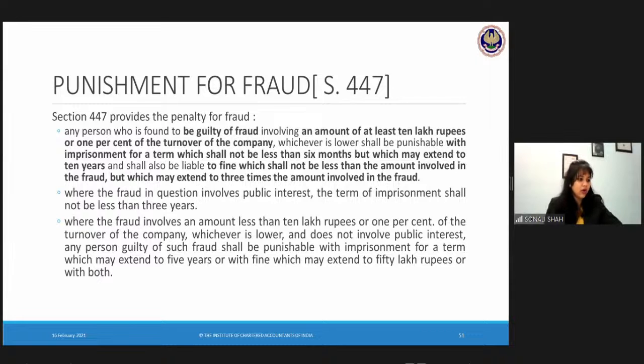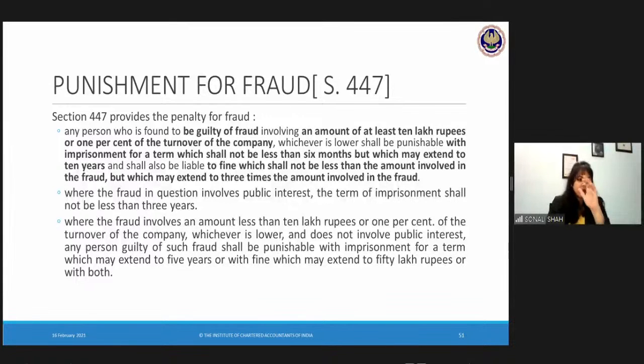I'll tell you also on which page number it is provided so that there is no confusion on this. Just 1 minute. So it is point number 9. If you look there, you will see page number 3.35 of the new study material, point number 9. It contains the punishment for fraud under section 447. So if you look there, you will be able to find the limit of 10 lakh rupees.